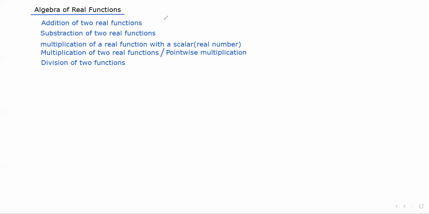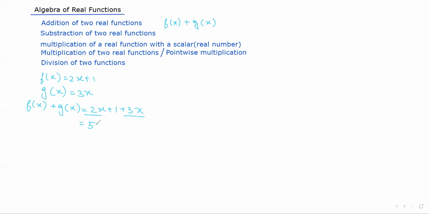Addition of two real functions. Let us consider f of x as the first function and g of x as the second function. So you can simply add these two functions. Let's consider f of x equals 2x plus 1 and g of x equals 3x. So you can simply add them, f of x plus g of x, just like normal terms, and you'll end up with, these two are like terms, so you can merge them. You have 5x plus 1, the standard procedure that we've been doing for years now.